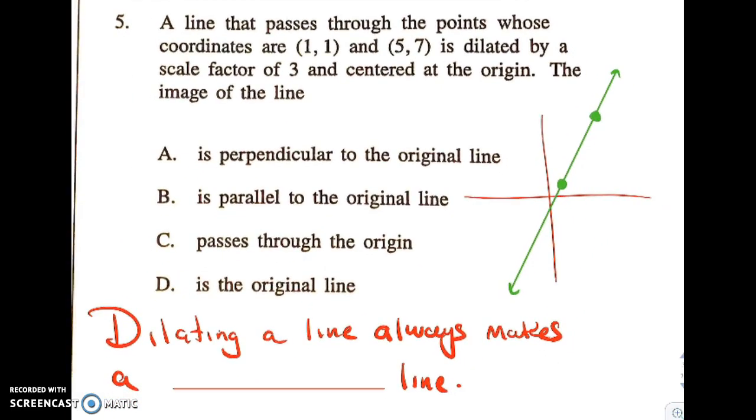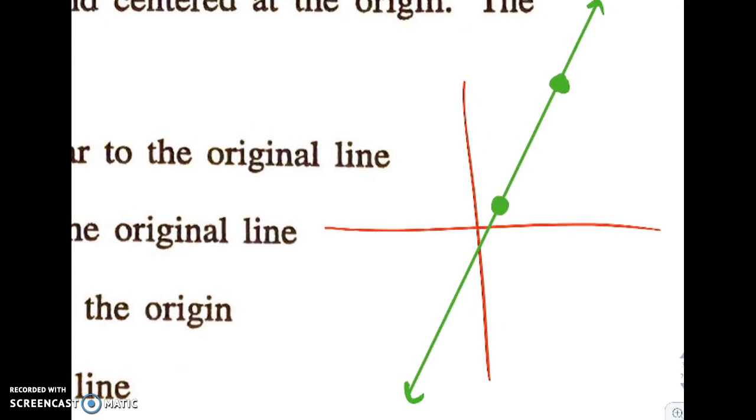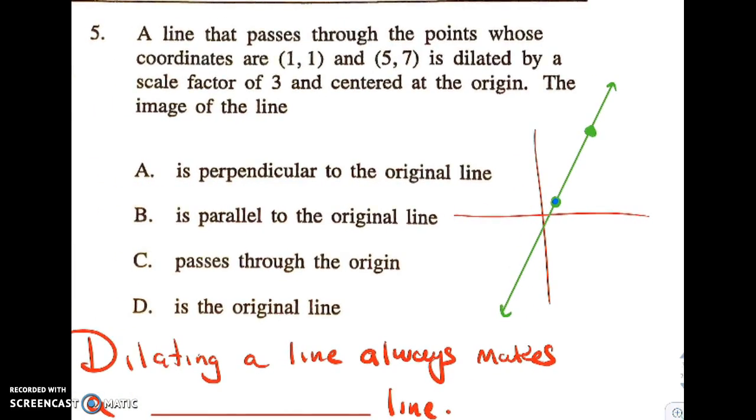Number 5. A line that passes through (1, 1) and (5, 7). I just sketched it out. If you wanted to use graph paper, you could. I know it doesn't go through the origin, because if it went through (1, 1), then it would also go through (7, 7): 2, 2, 3, 3, 4, 4, 5, 5, 6, 6, 7, 7. And it's not. It's (5, 7). So it doesn't go through the origin. It wouldn't go right through the middle.